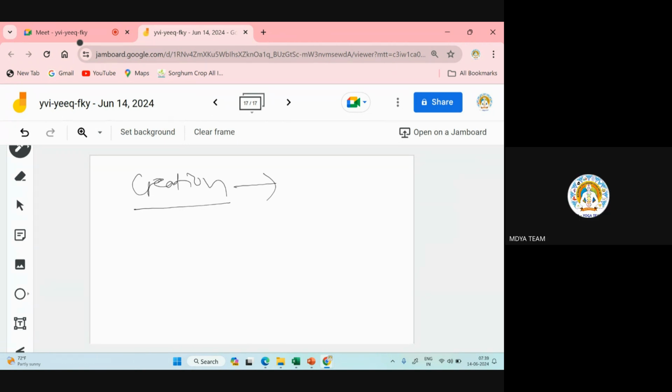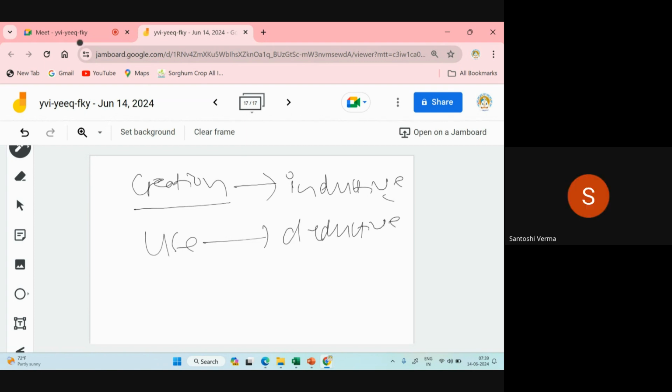Inductive. Anybody saying deductive? Sorry, sir. Yeah, inductive. If it was a mistake, then it's okay. Anybody who is having confusion whether it will be deductive or inductive? No, sir. Okay, it will always be inductive, and use will always be deductive, if you are using a theorem or something.